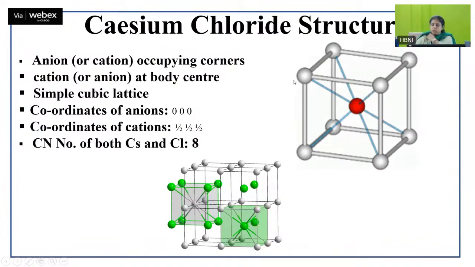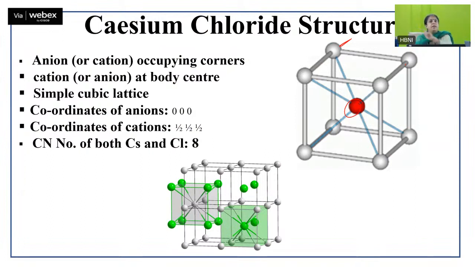Probably another 2 structures if we can cover, and then we'll wind up this task. Cesium chloride is a very simple structure. We say that one of the ions, either cesium or chloride, mind you, the cesium chloride structure is adopted when both your cation and anion are big. All right. That is why it is able to occupy the site which has 8 neighbors, not 6, not 4, 8 neighbors. So one of the ions, either cation or anion, occupies the corner and the other occupies the body center.